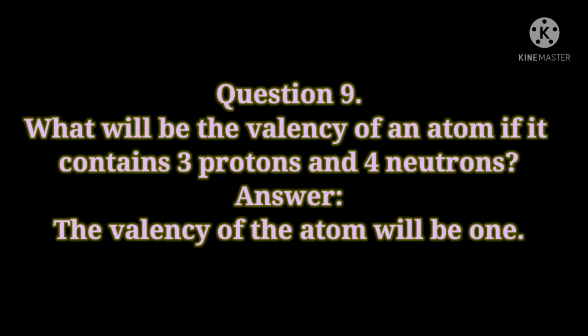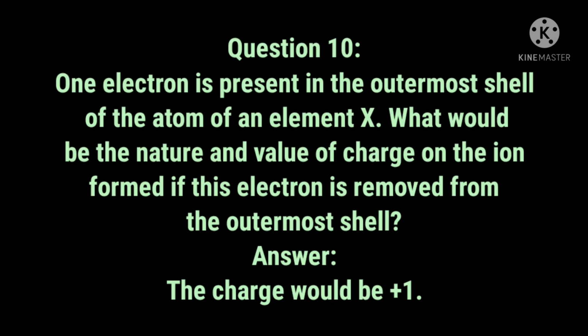What will be the valency of an atom if it contains 3 protons and 4 neutrons? The valency will be 1. Please do remember that. One electron is present in the outermost shell of an atom of element X. What would be the nature and value of charge on the ion formed if its electron is removed from the outermost shell? Definitely the charge has to be +1, because one electron has been removed. So the charge becomes positive.